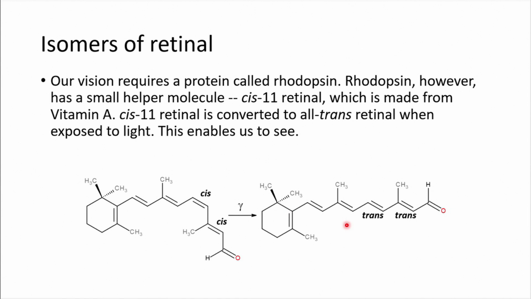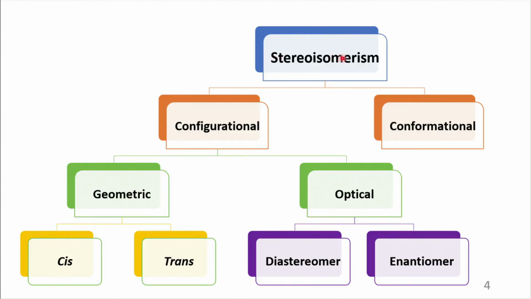So, this is the importance of geometric isomerism in biological systems, and in this particular session we will be looking at what cis isomers are, what trans isomers are, and how we represent them. All these things we will be studying. Basically, stereoisomerism is the topic we will be dealing with now. This stereoisomerism is broadly classified into configurational isomerism and conformational isomerism.